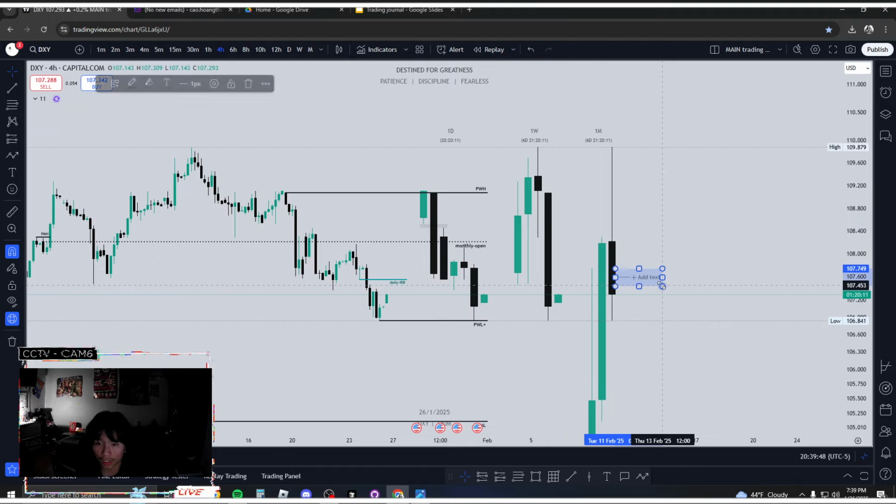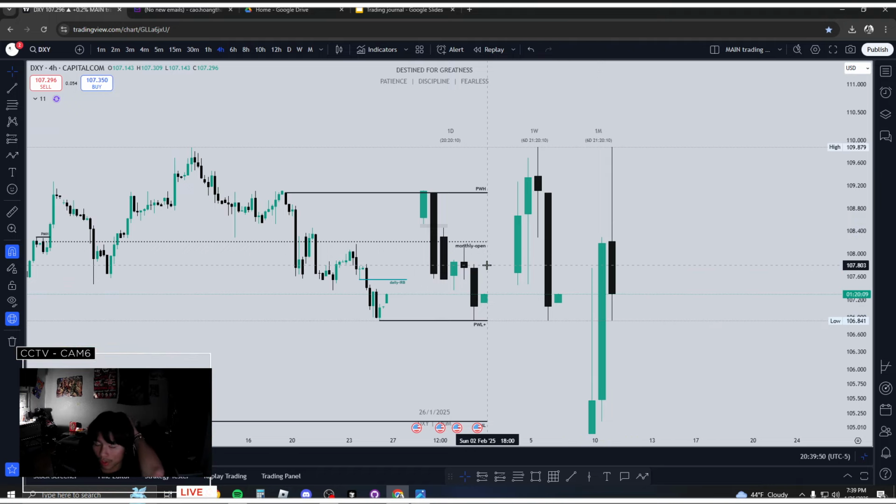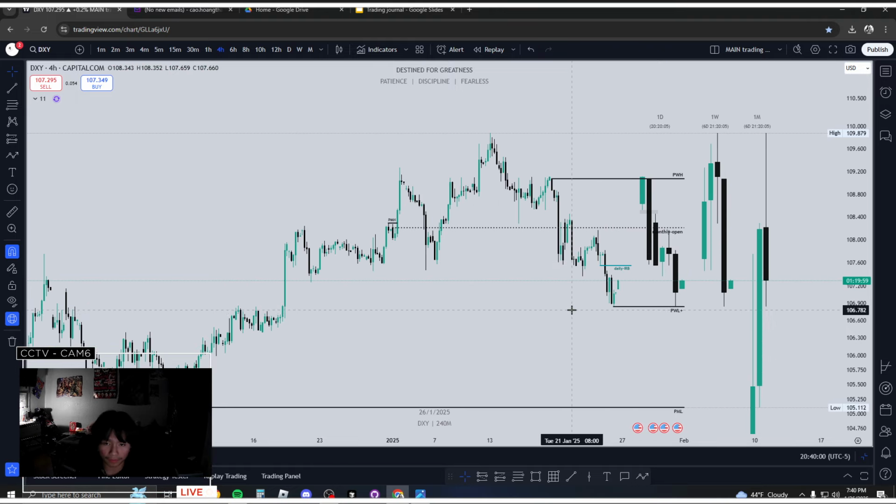But yeah, that is what I do have for the dollar. So I do want to see lower prices here coming into the dollar, and possibly to expand lower to match the monthly candles as well.